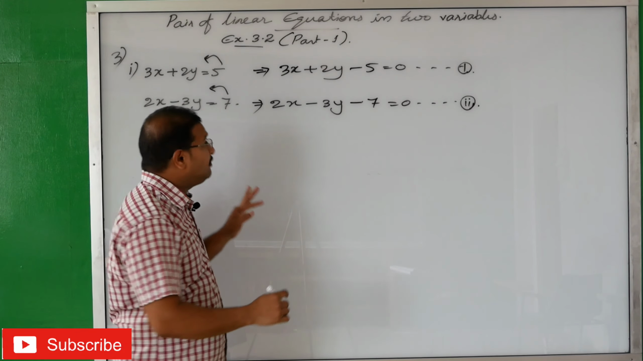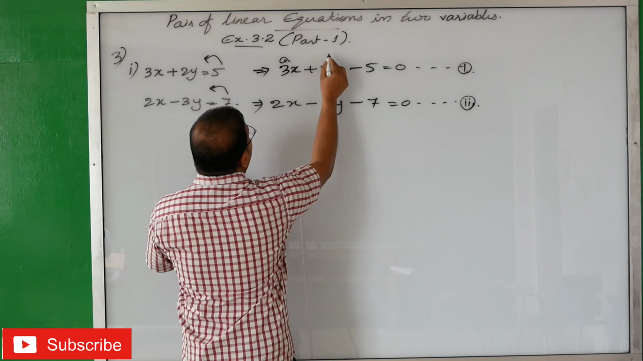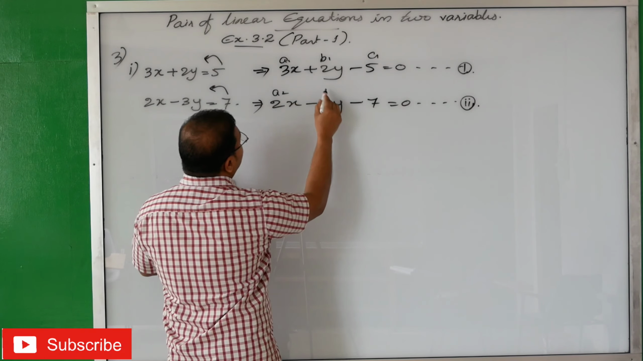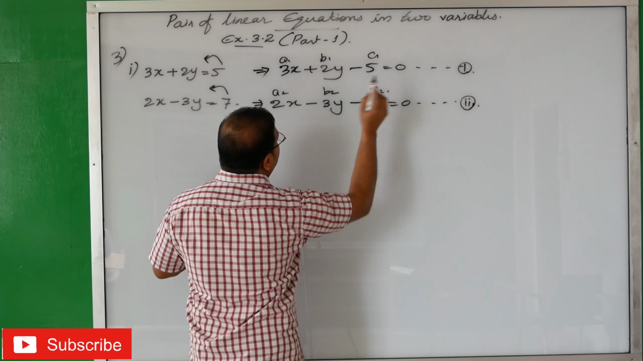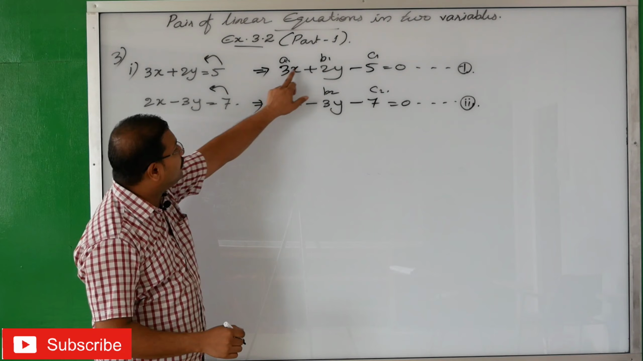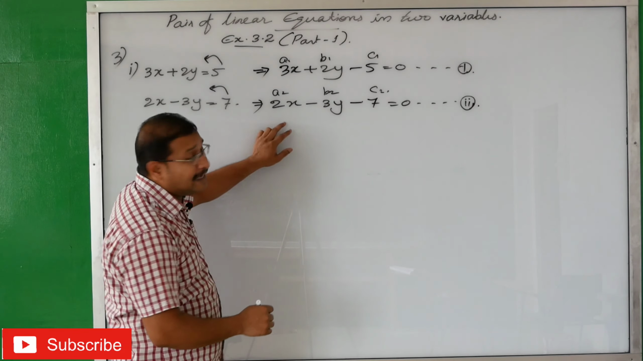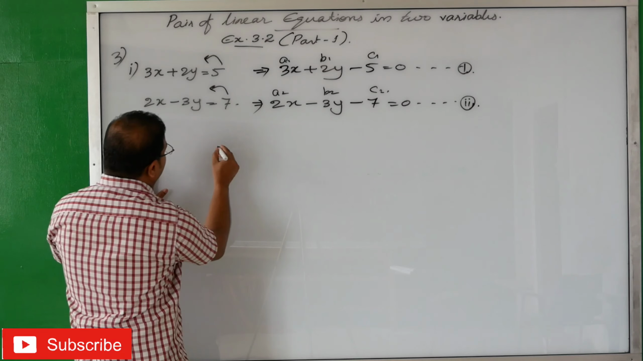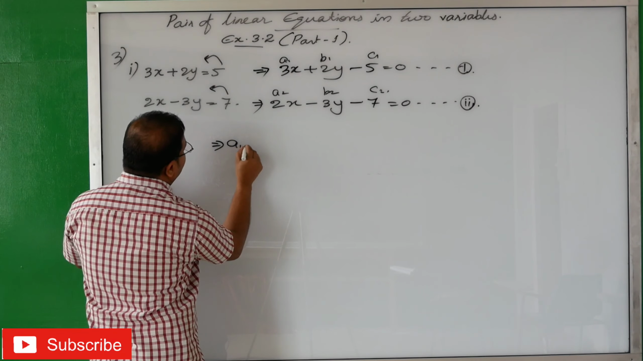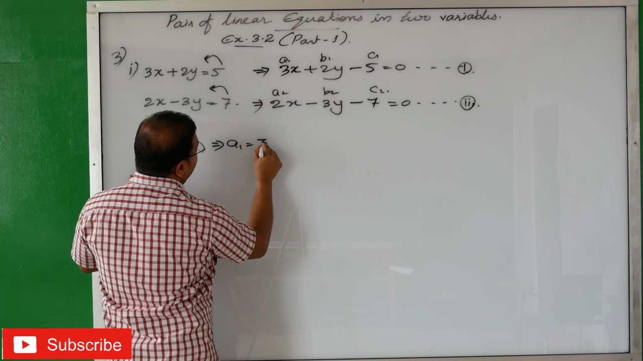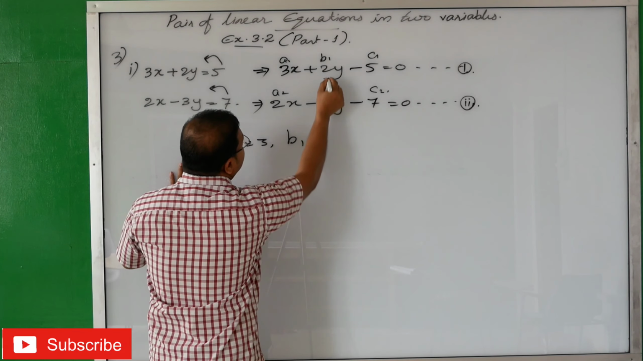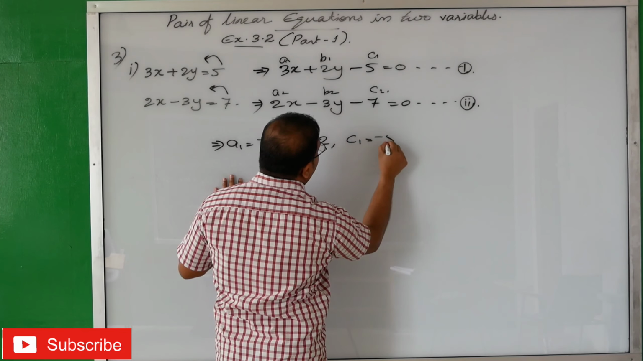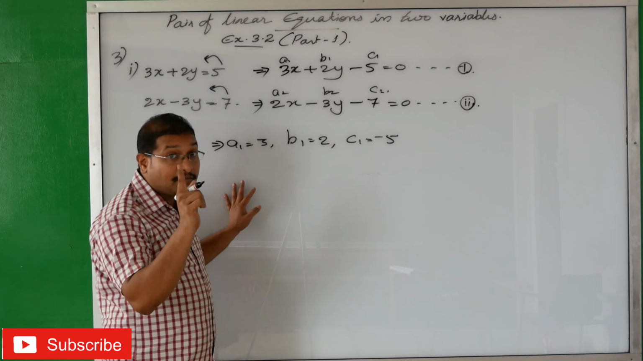From the first equation, we will write A1, B1, C1. From the second equation we will take A2, B2 and C2. Ready? So, what is the value of A1? 3. What is the value of B1? 2. What is the value of C1? That is minus 5. Don't forget to write minus.